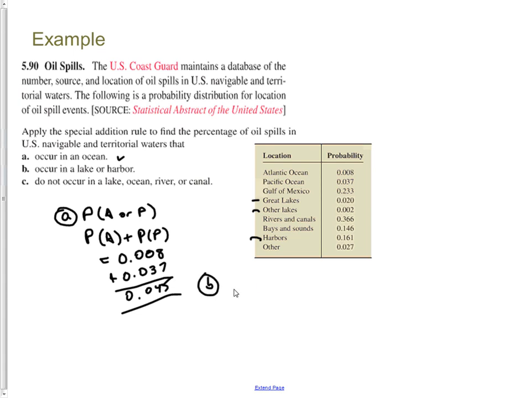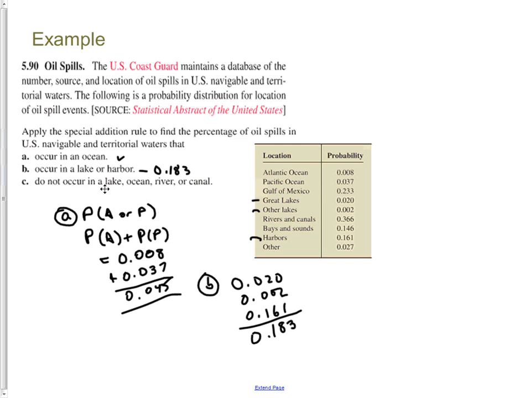Well, just like we did before, we're going to add these guys up. Our probability will be 0.020 plus 0.002 plus 0.161. That's a 002 over here. Just didn't quite work out. So let's see what we're going to have. 3, 8, and 1. So our probability in this last case is in a lake or a harbor, we have a 0.183 probability of that happening.